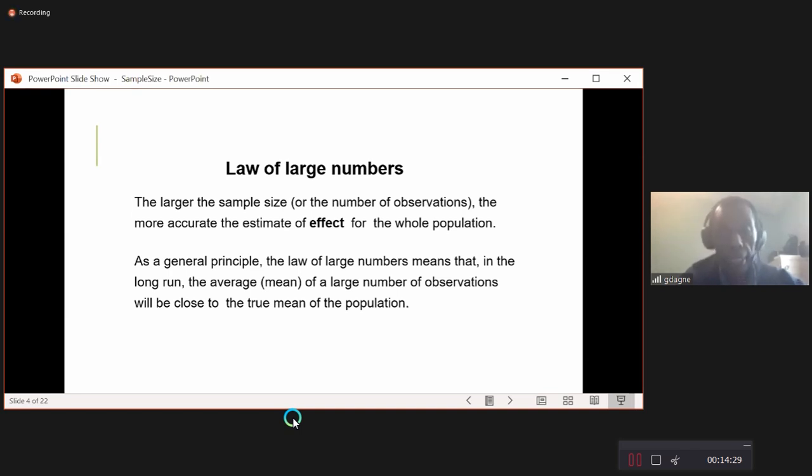The larger the sample size or the number of observations, the more accurate the estimates of our effect. Remember, we have a research question and we are interested in estimating that effect for the whole population. So with this law of large numbers, the larger the numbers, we become closer to the true value. That's really the concept behind finding an optimal sample size.